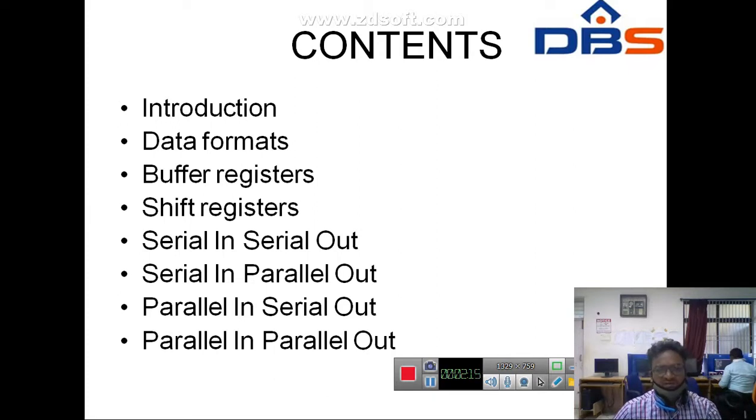In this video we have the different data formats of registers, what buffer registers are, and what shift registers are. Again, for shift registers we have different types: serial-in serial-out register, serial-in parallel-out register, parallel-in serial-out register, and parallel-in parallel-out register. We will cover these topics in this video.